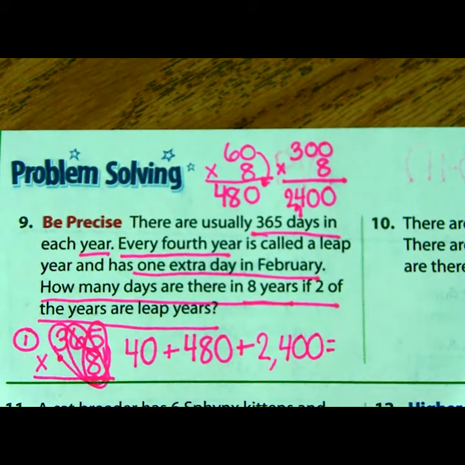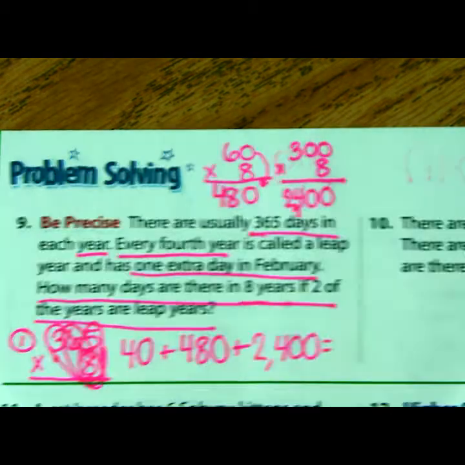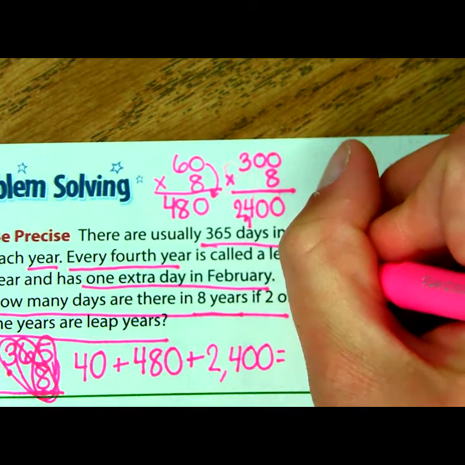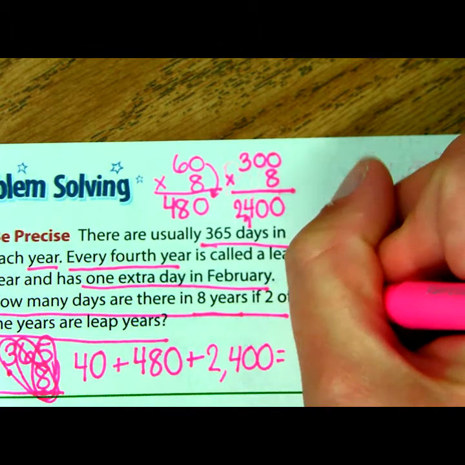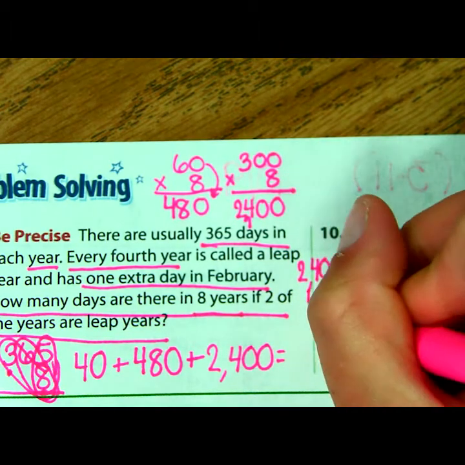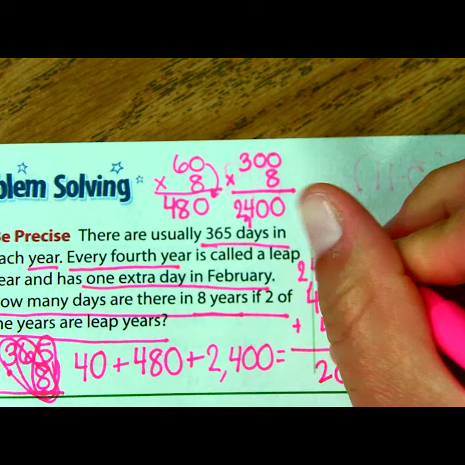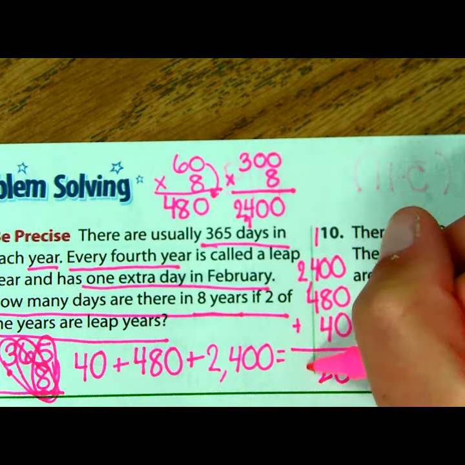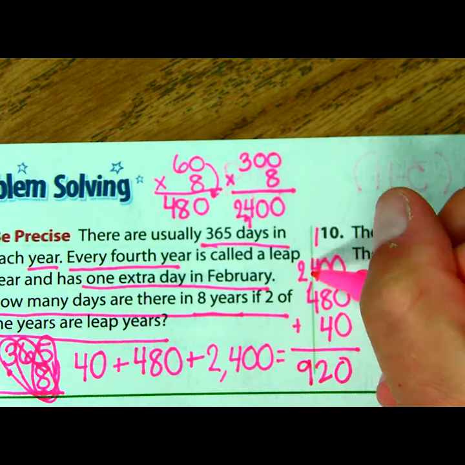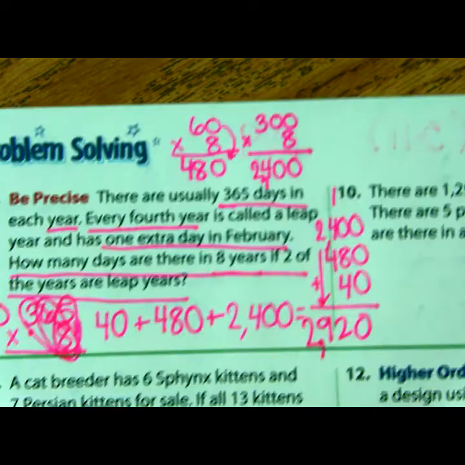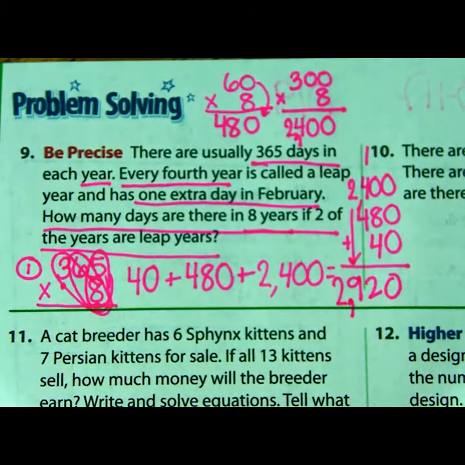Let's see if I can squeeze it in over here. So I'm going to put my biggest number on top, 2,400 plus 480 plus 40. Zeros, 8 plus 4 is 12, 4 plus 4 is 8, plus 1 is 9, and then 2, bring it down, 2,920.